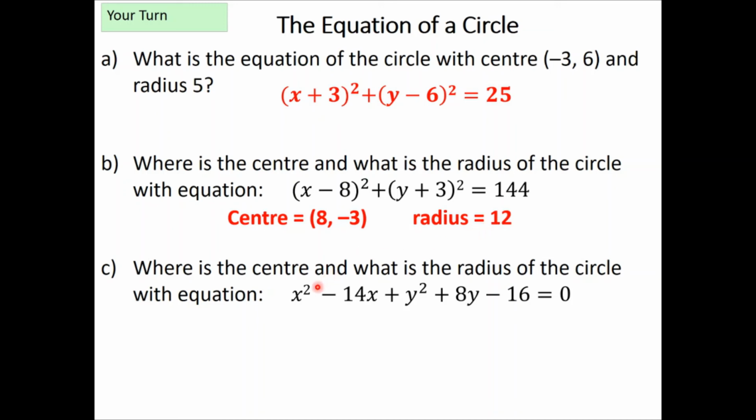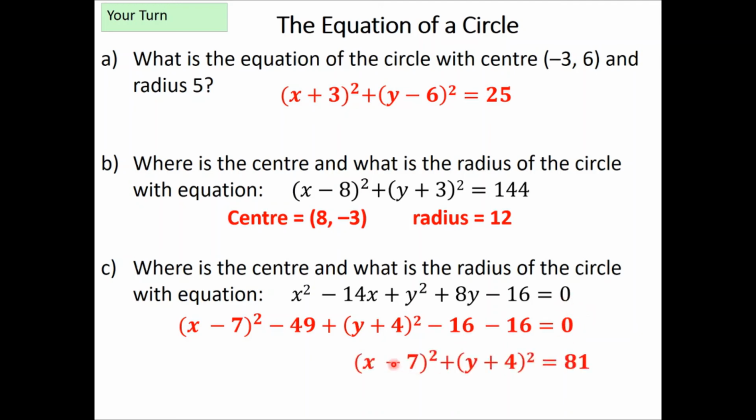And for the last part, remember you use completing the square. So x² − 14x, you get (x − 7)² − 49, y² + 8y, you get (y + 4)² − 16, and that minus 16 again is there. So now you just need to collect all the values together, minus 49, minus 16, and minus 16 again, and bring it to the other side so that it's equal to a value. So you end up with (x − 7)² + (y + 4)² is equal to 81.